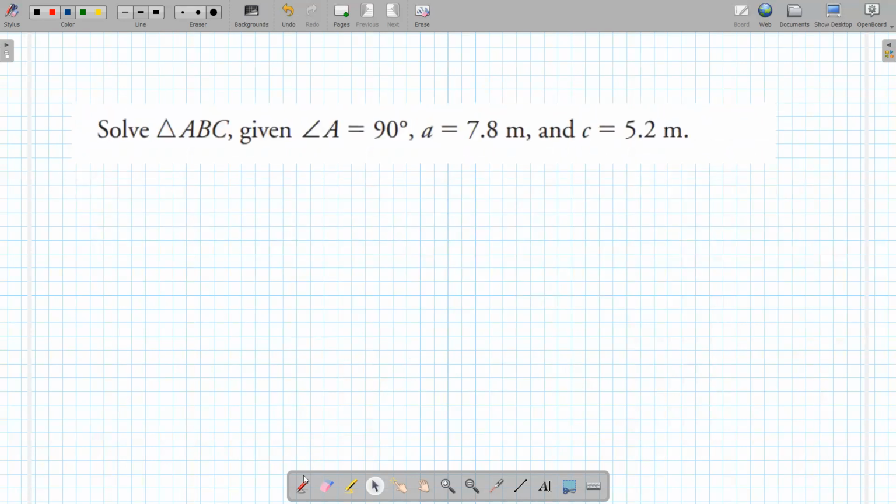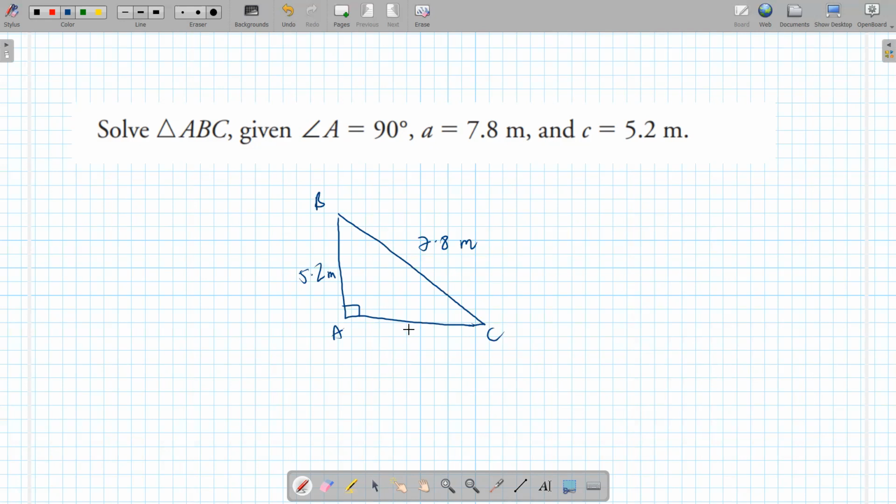Here it says solve triangle ABC, and it says A is 90. So this must be 90. That's A, B somewhere here, C somewhere here. Small letter a is 7.8. So which side length of this triangle is 7.8? The hypotenuse. The small a is always opposite to the larger A, so this is going to be 7.8 meters, and c must be this 5.2 meters. When it says solve a triangle, it's asking you to find all three side lengths and all three angles.